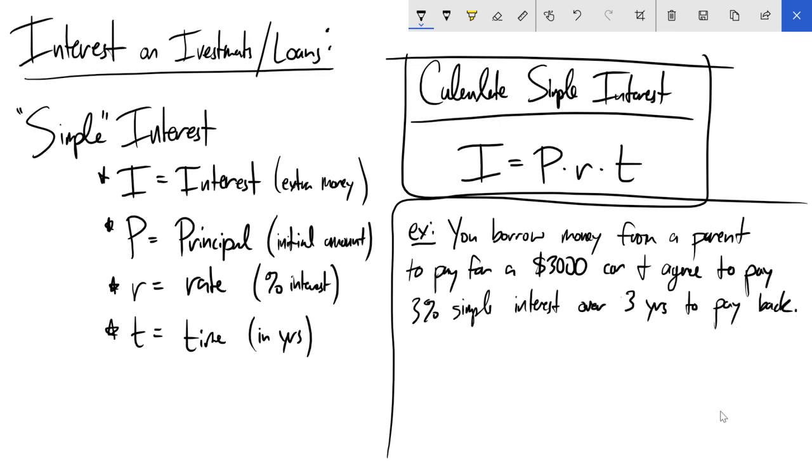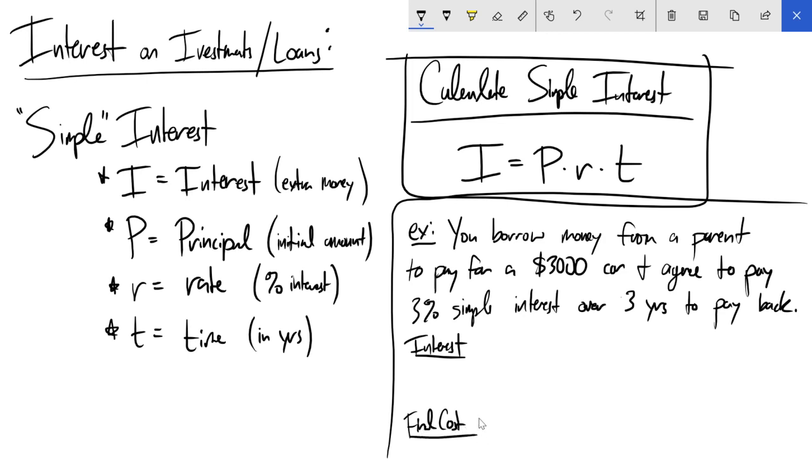So you say, hey, I need this car. I'd like to borrow $3,000 so I can pay for the car. And the person says, okay, sure, I'll give you $3,000, but I'd like you to pay me 3% interest over 3 years. So by the end of 3 years, you pay off the loan and the interest that you owe them. And so we can calculate the interest, and we can calculate the final cost of the car as well.